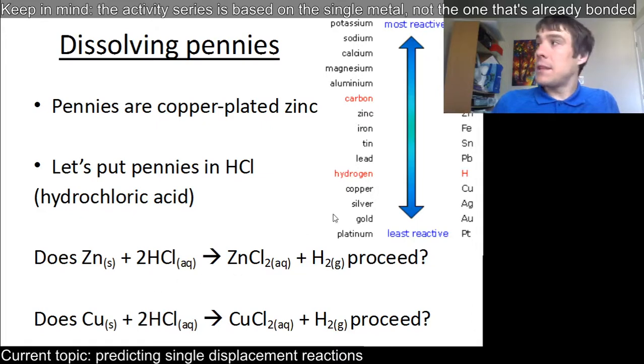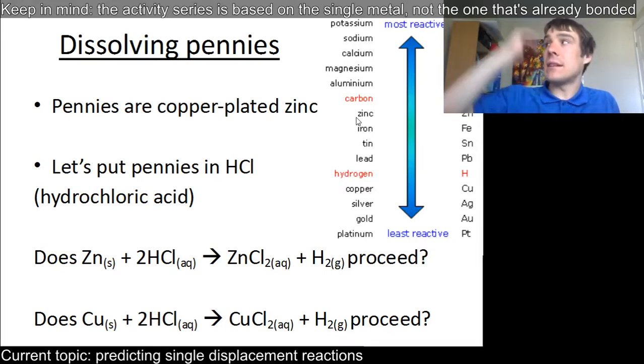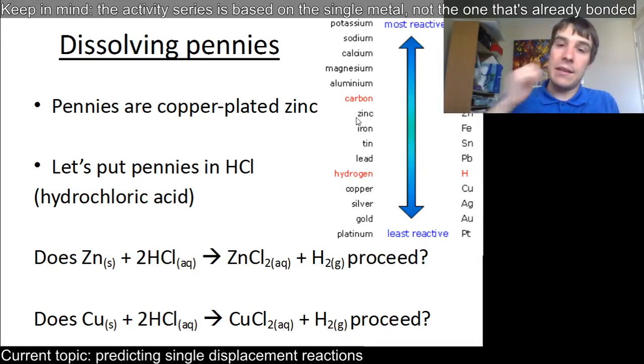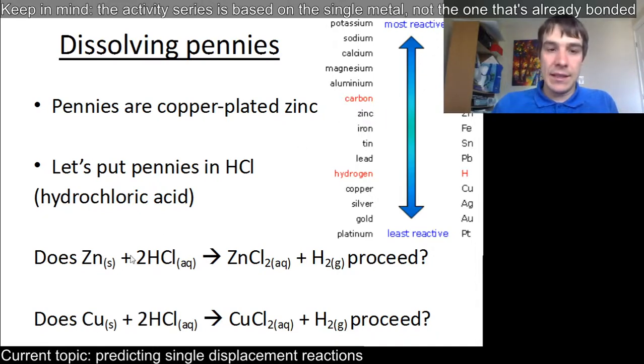So the prediction here is that here's the hydrogen. Look at zinc. Zinc is higher up the list. It's got a stronger activity than hydrogen does, right? Zinc stronger than hydrogen. So that tells us that the zinc can bully hydrogen out of the way. The zinc can push the hydrogen out of the way. And this will proceed.